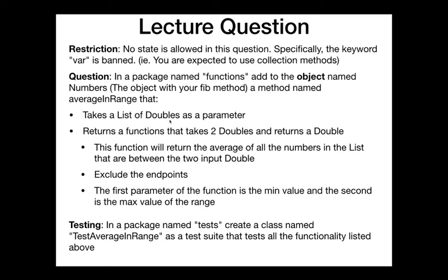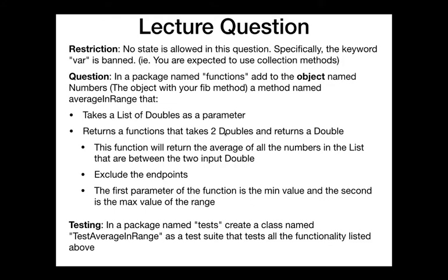So this method takes a list of doubles as a parameter and returns a function, which is the first example we'll see. We'll see an example of returning a function. Returns a function that takes 2 doubles and returns a double. So we've got a decent number of moving pieces here. We have 2 different parameter lists, 2 different return types, all in one method. So it takes a list of doubles, returns a function that takes 2 doubles and returns a double.